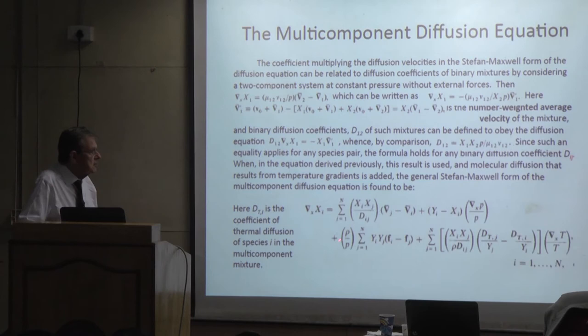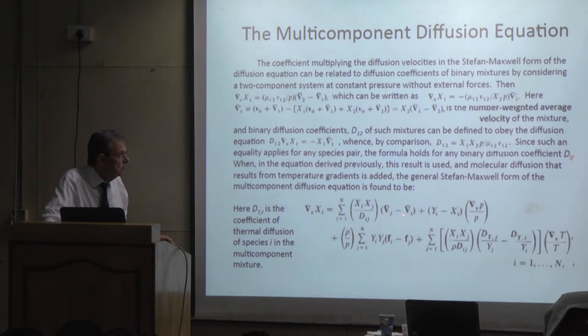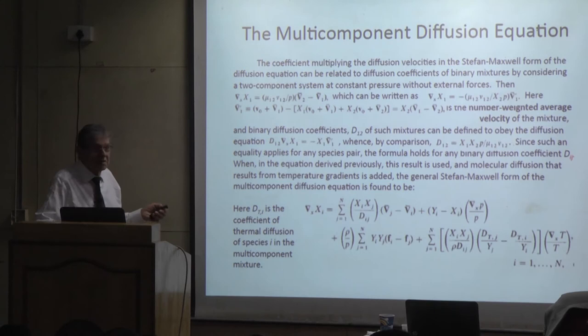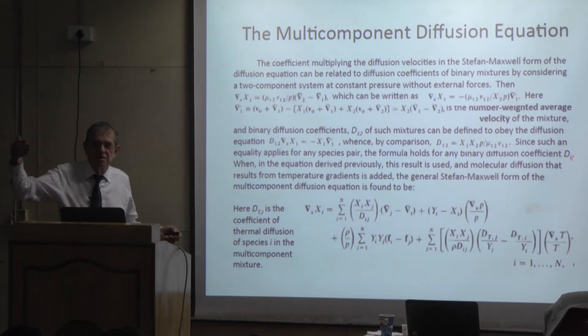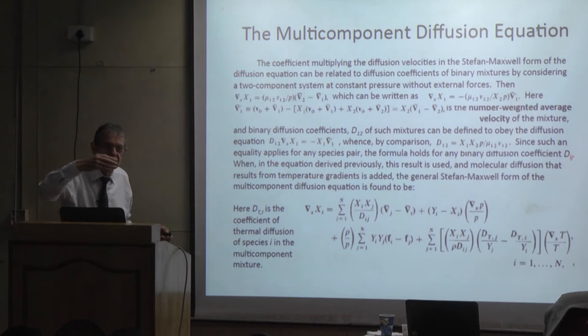And this whole analysis has neglected the possible dependence of diffusion velocities or concentration gradients on temperature gradients. And from the physical picture that underlies this, you can correct that by adding a dependence on temperature gradient. Temperature gradient means a variation in the averages of the fluctuation velocities and the peculiar velocities.